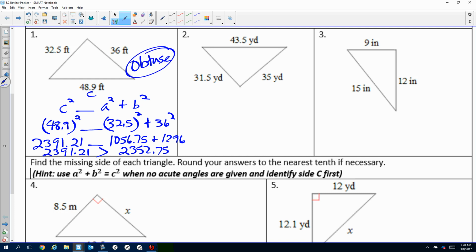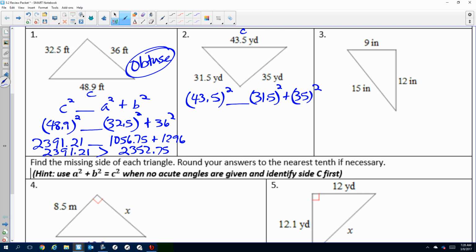All right, so let's do the same, and we're going to do it with shorter keystrokes. We see this is our c, that's our biggest number. Write it out. This is how you get partial credit. You set up the converse. So 53.5 squared, compare that to our 31.5 squared plus 35 squared. This is where you can get partial credit.